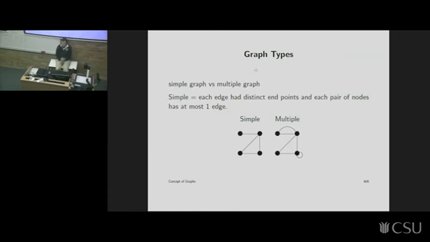So a simple graph means that every edge joins two different vertices together, and any two vertices have at most one edge between them. This one on the right, if it's not simple, it's called multiple. So what makes this one on the right a multiple graph? Well, two things. First, it's got a little loop down the bottom, going from this node back to itself. That's not allowed in a simple graph.